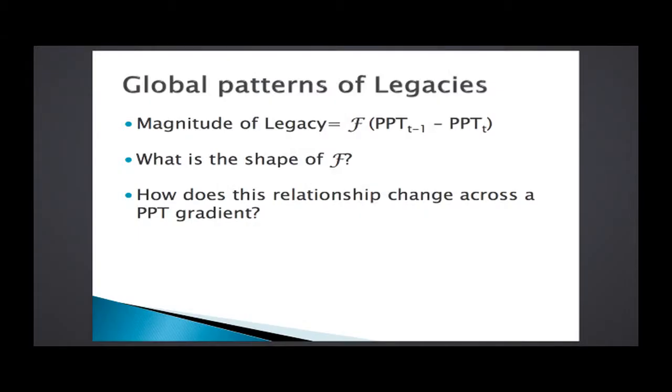The second slide is repeating the first one. So the magnitude of the legacy is a function of the difference in precipitation between the current year and the previous year. But also, there's no reason to think that the shape of that relationship of the legacy with the difference needs to be linear. It could be curvilinear, could have multiple shapes. So my last question is, how does this relationship change across the precipitation gradient?